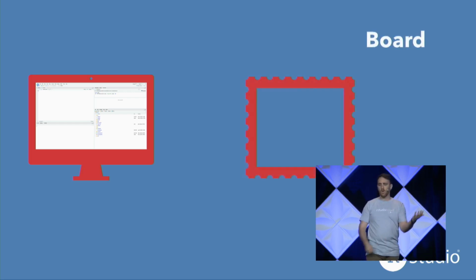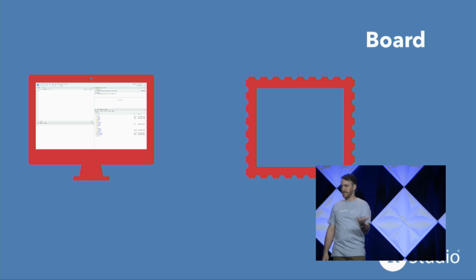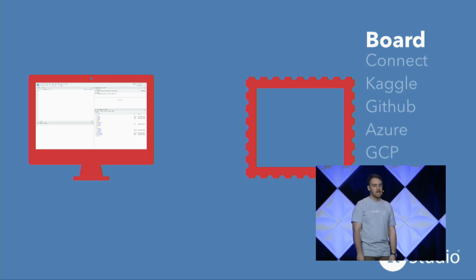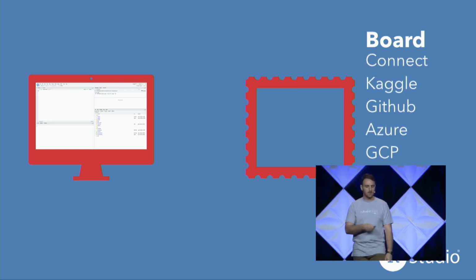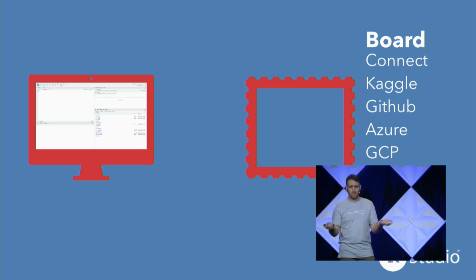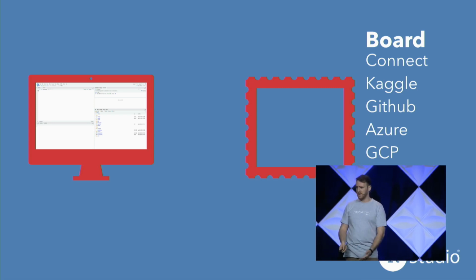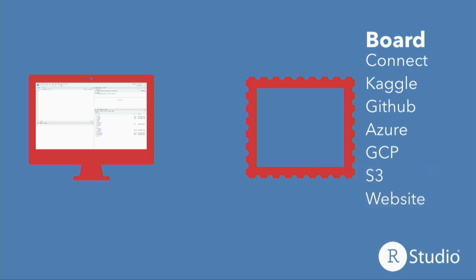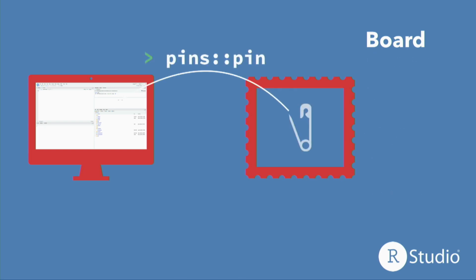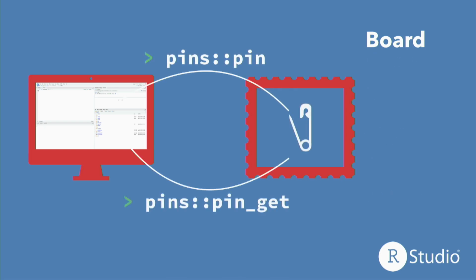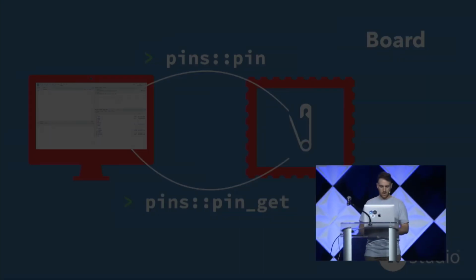And I have a board also, and my board is where I'm going to save it. Pins currently supports a bunch of different boards. So RStudio Connect, Kaggle, GitHub, Azure, Google Cloud Platform, S3, or a website. Javier is constantly adding new boards, so if you want something that isn't here, put an issue on GitHub, and he'll probably have it done before the end of the conference. It's kind of incredible. But that aside, it supports a lot of different places that you can put your data. Great. So it's really easy to use as well. You put your data onto the board with the pin command, and get it back with the pin get command. So let me show you how this works, just to be a little more concrete here.